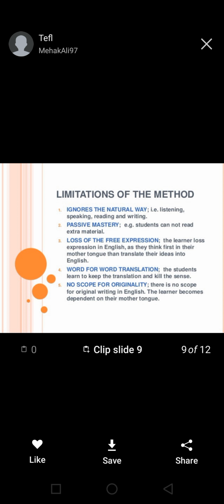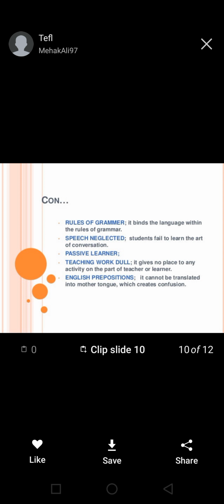No scope for originality. There is no scope for original writing in English. The learners become dependent on their mother tongue. Rules of grammar, it binds the language within the rules of grammar. And speech neglected, students fail to learn the art of conversation. And passive learners, and teaching work dull, it gives no place to any activity on the part of teacher or learner. English prepositions cannot be translated into mother tongue, which creates confusion.